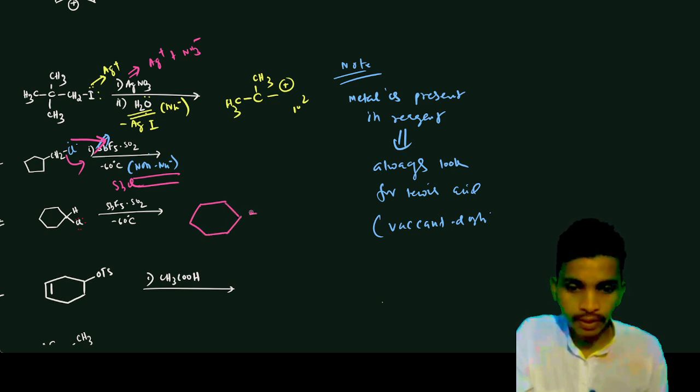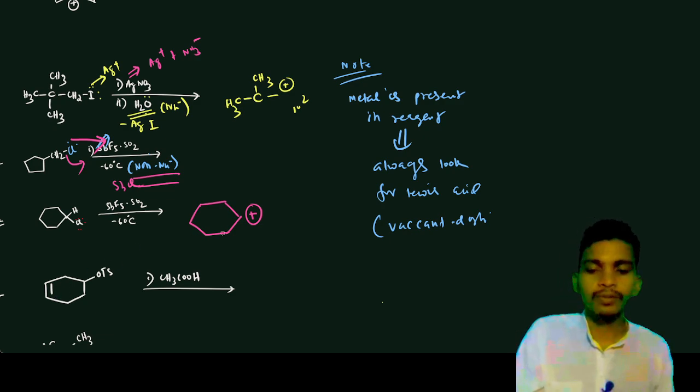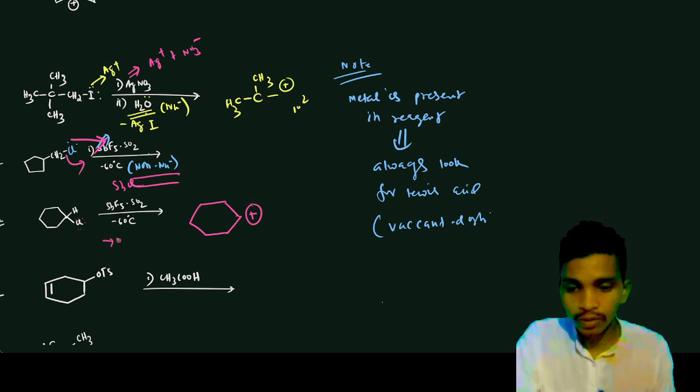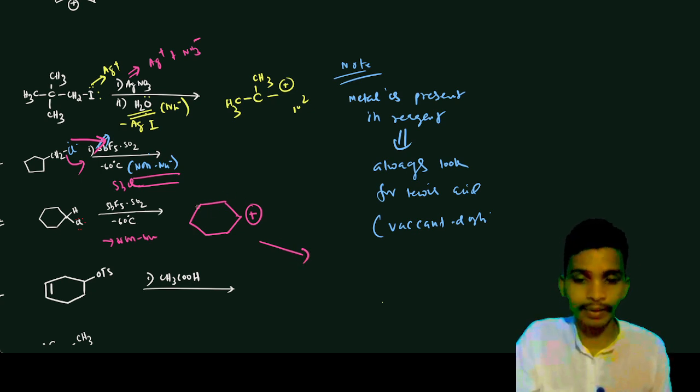So here we will get the positive charge. But now what we see is that the maximum possible rearrangement will happen, because here also it is a non-nucleophilic medium. So here again the rearrangement will happen, which means it will shift to the 5-member ring.